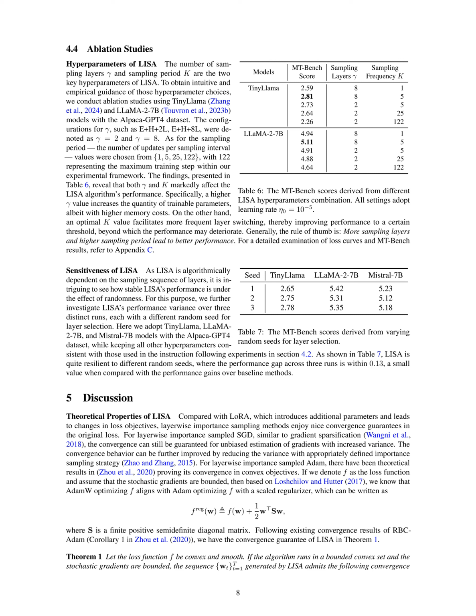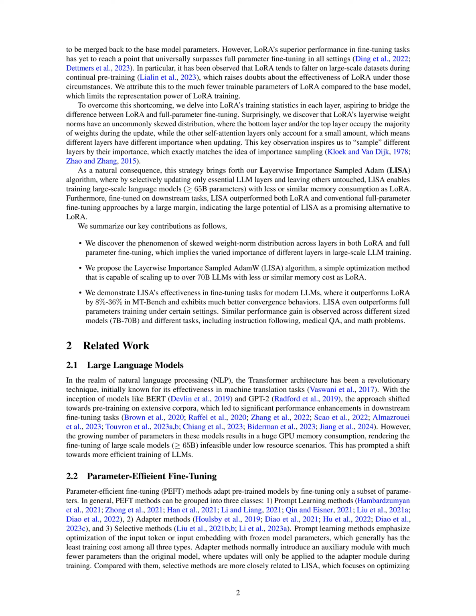An optimal k value allows for more frequent layer updates, which can enhance performance up to a certain threshold before potentially causing performance deterioration. Generally, having more sampling layers and a higher sampling period tends to result in better performance for the LISA algorithm. These hyperparameters play a crucial role in determining the effectiveness and efficiency of the Layerwise Importance Sampled AdamW LISA algorithm in training large-scale language models.